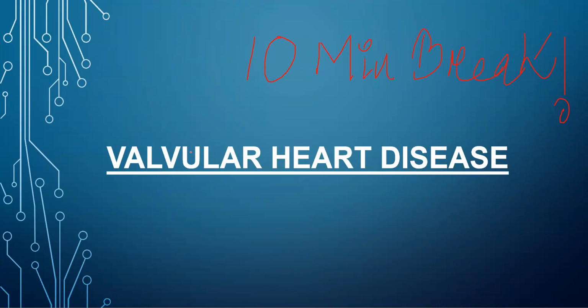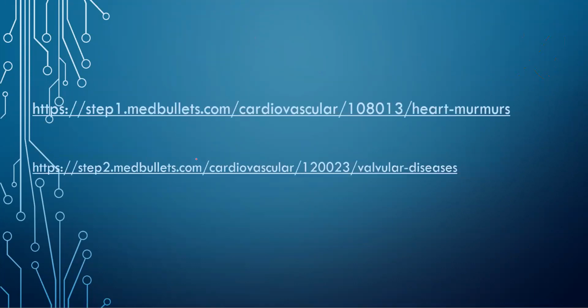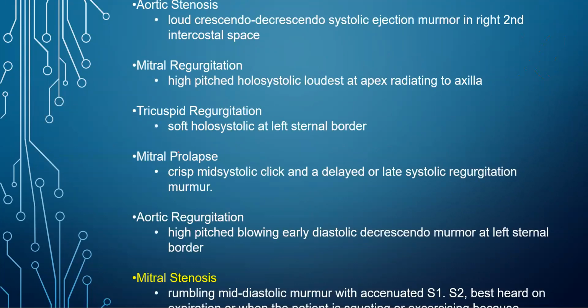Cool. So in valvular heart disease, the main thing is murmur, because murmur comes in the exam very, very frequently. Now, remembering the type of murmur, site of murmur, and characteristics of the murmur is very, very hard, but still you have to do it.